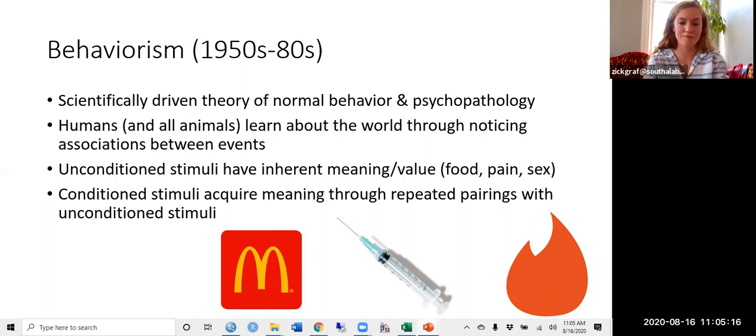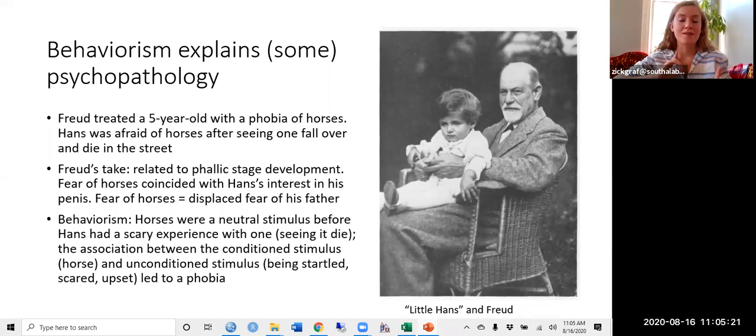Okay, so the thing about behaviorism is that of all the theories that we've talked about so far, behaviorism is the best at explaining a lot of psychopathology. So an example of this is Freud's Little Hans case study. Little Hans was the child of a friend of Freud's who had a pathological fear of horses.